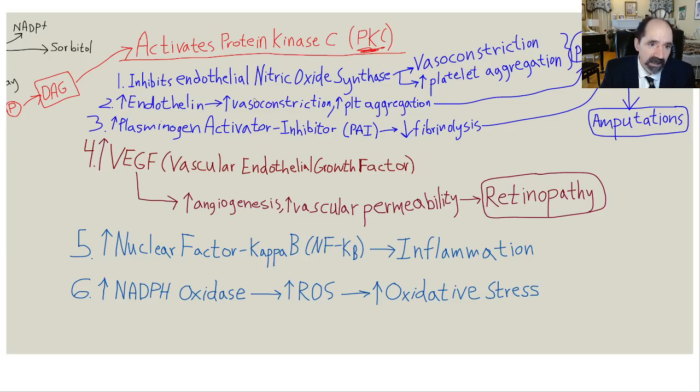What else does protein kinase C do? It increases endothelin. Endothelin is basically the opposite of nitric oxide. So it's going to cause vasoconstriction of the artery. It's going to cause the platelets to aggregate. And unfortunately, my little webcam image is obscuring the word that was written up here, which is prothrombotic. And what that means is diabetes predisposes to forming blood clots. In addition, there's something called plasminogen activator inhibitor. And when that's increased, you're going to get less fibrinolysis, less ability to dissolve a clot. The bottom line is diabetes predisposes to clotting.